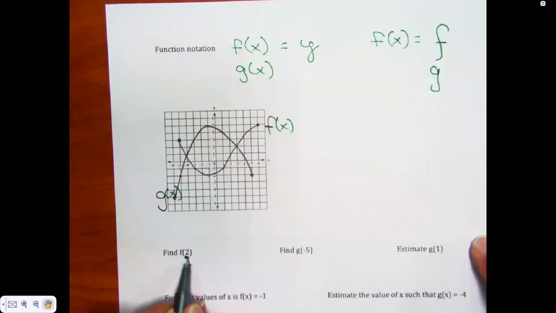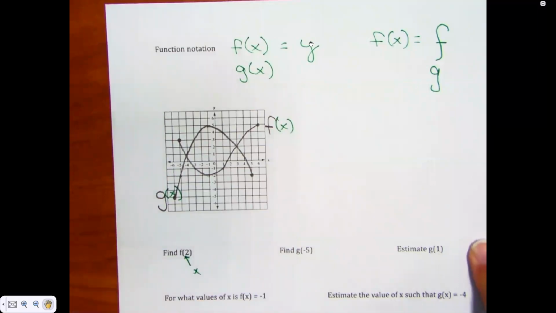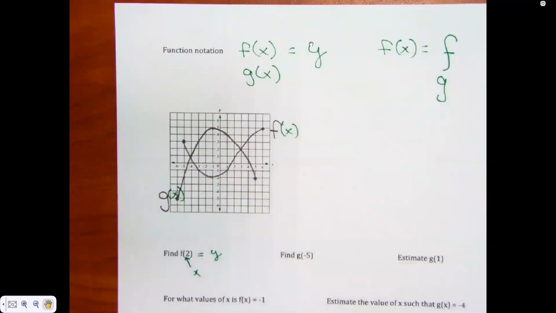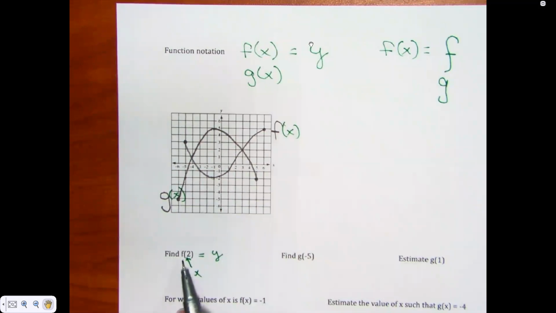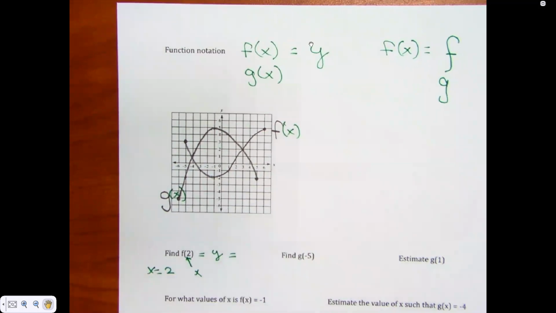What's inside here is x. And if they're asking for f of x or f of 2, that's actually the y value. When x is 2, can you give me the y value? So this says go to the f function, they're telling us x is 2. Tell me what y is.